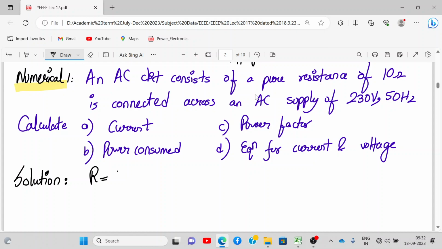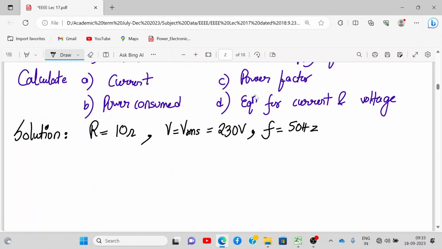What is given? R is 10 ohms. What else is given? V, which is VRMS. Whenever 230 volts is written, that is the RMS value. That is not the peak value. So VRMS is 230 volts, and frequency is 50 hertz.